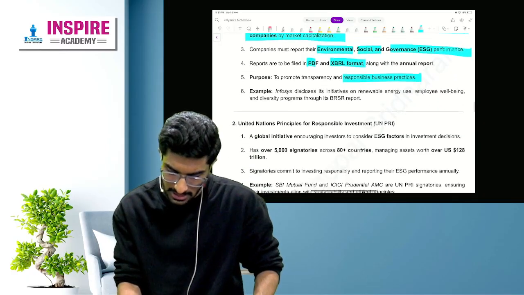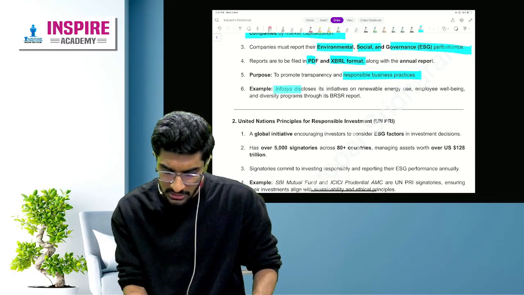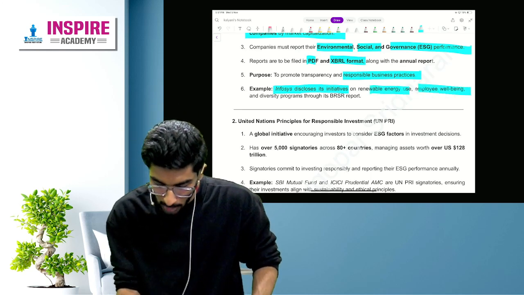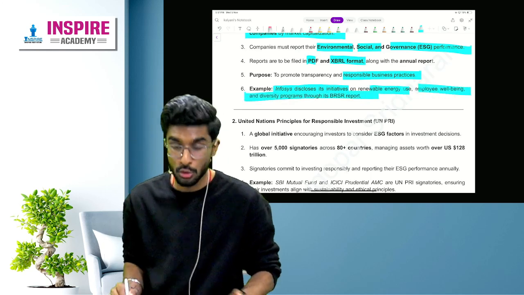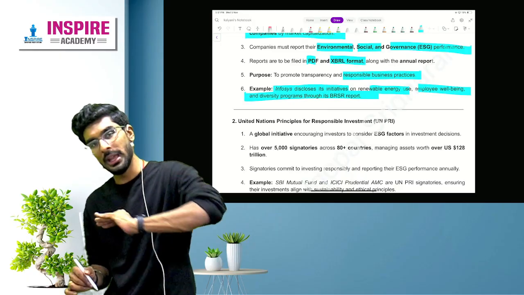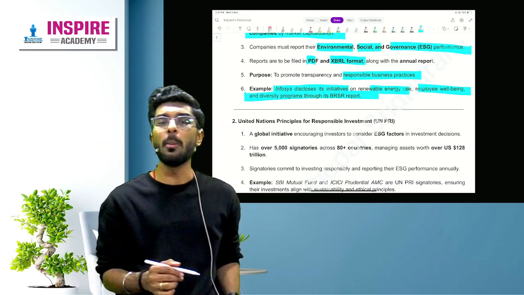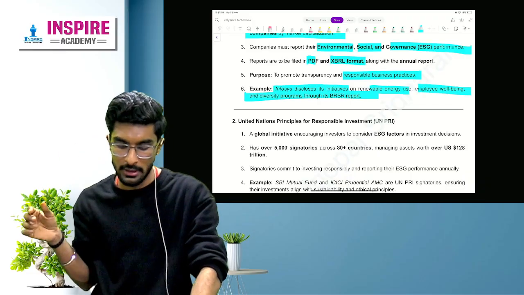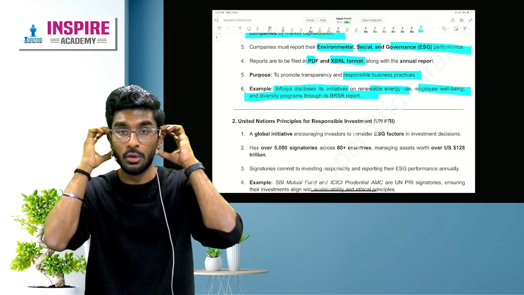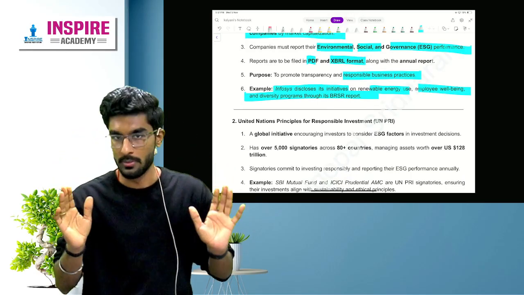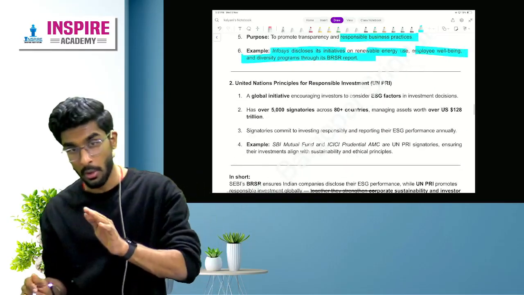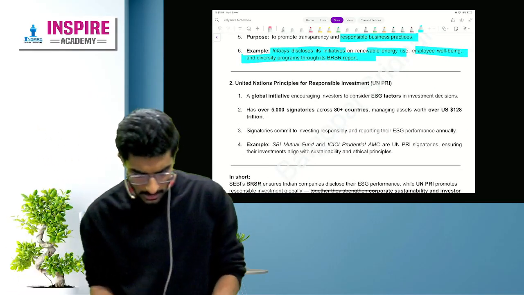And last is an example: Infosys discloses its initiatives on renewable energy use, employee well-being and diversity programs through its BRSR report. You take the BRSR report of any top 1,000 companies, you will find out every single thing, how the company is conducting itself on the basis of those 9 principles we talked about. Yes or no, people?